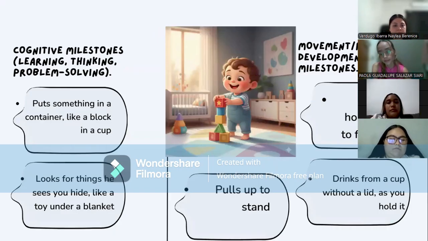Cognitive milestone, learning, thinking, problem solving: puts something in a container, like a block in a cup; looks for things he sees you hide, like a toy under a blanket. Physical developmental milestone: walks holding on to furniture, pulls up to stand, and drinks from a cup without a lid as you hold it.